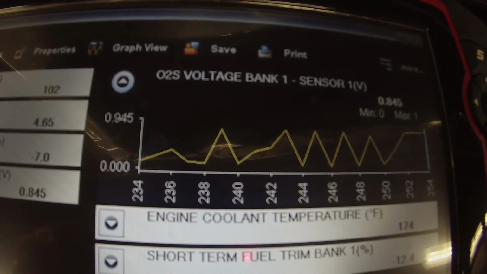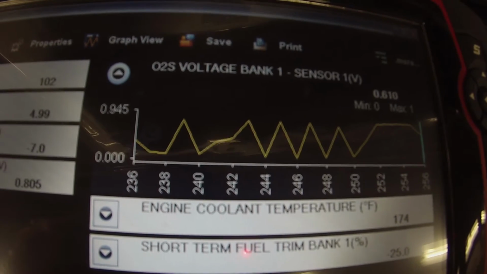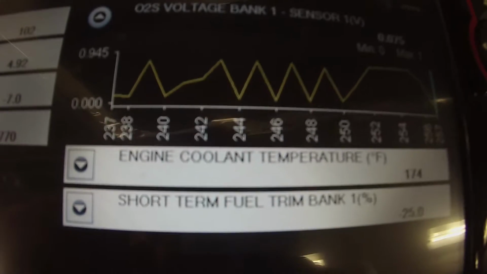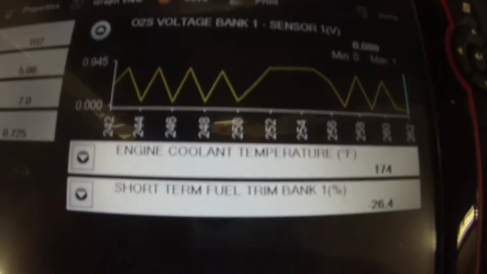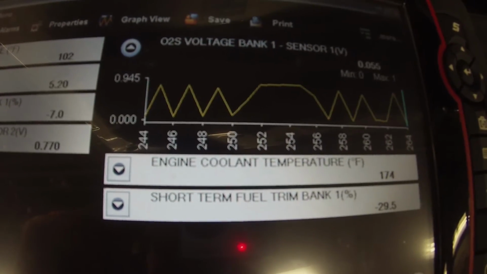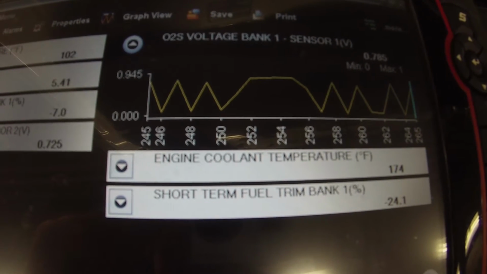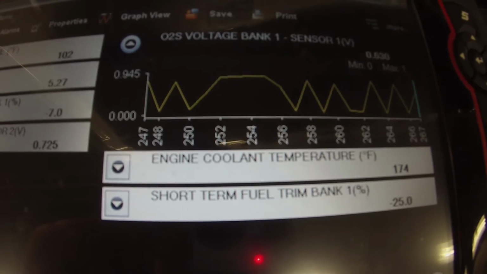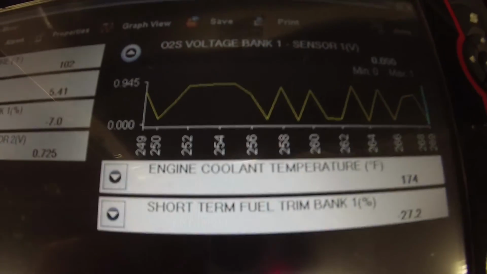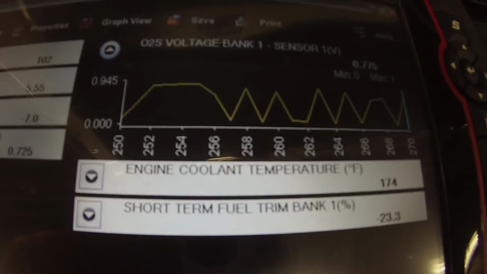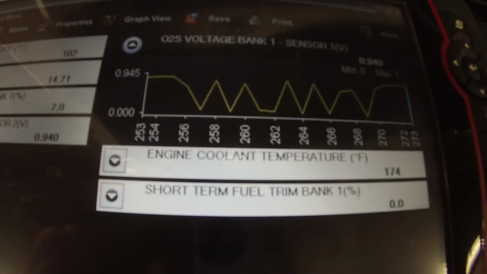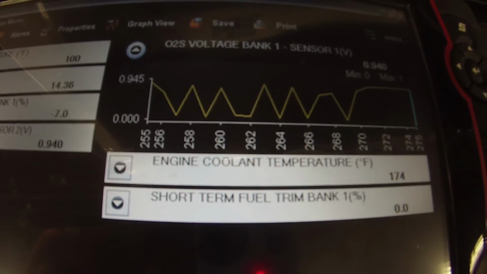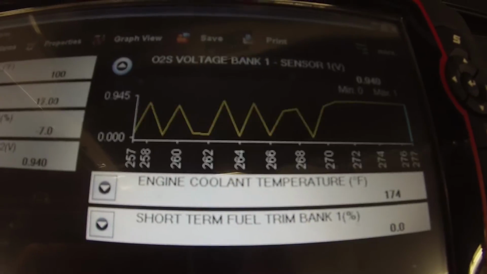Basically what I'm looking at is things that can cause a rich condition: coolant temp, intake air temp, my mass airflow, O2 sensors. So we're at negative 20, 24, 25. It's not happening right now. Oh, here we go. It's starting to flutter a little bit. My O2 is fixed rich right now.